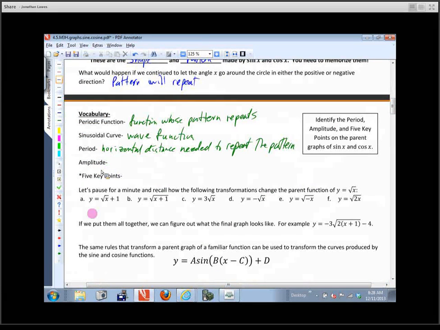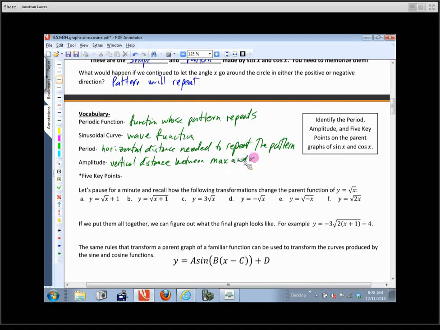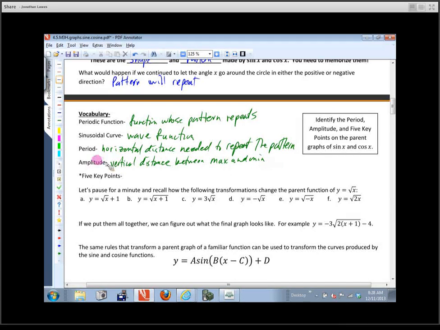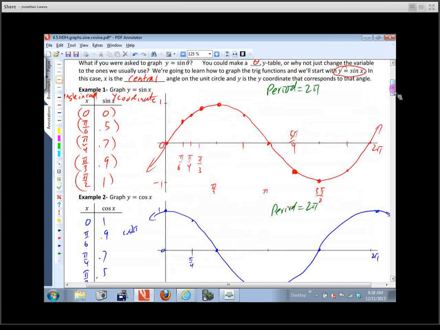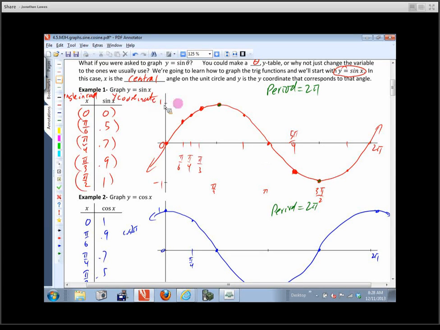Okay, and let's talk about the amplitude. The amplitude is the vertical distance between the max and min, and I'm going to say it this way: half the vertical distance between the max and the min. So let's think about what the amplitude would be here. The very biggest this gets is right here at 1. The very smallest it gets is -1. So how far is it between the maximum and the minimum? 2. It's 2 units from top to bottom. So that means the amplitude is just 1.